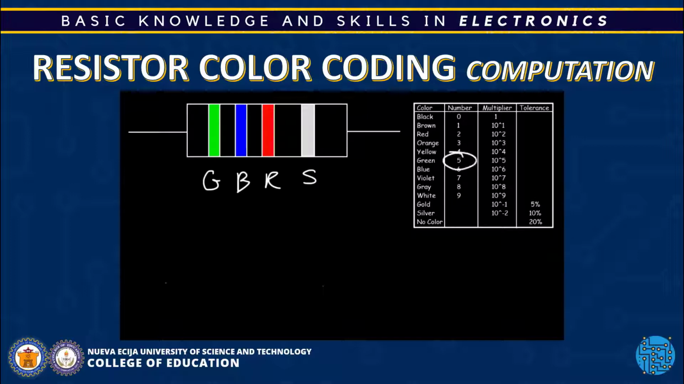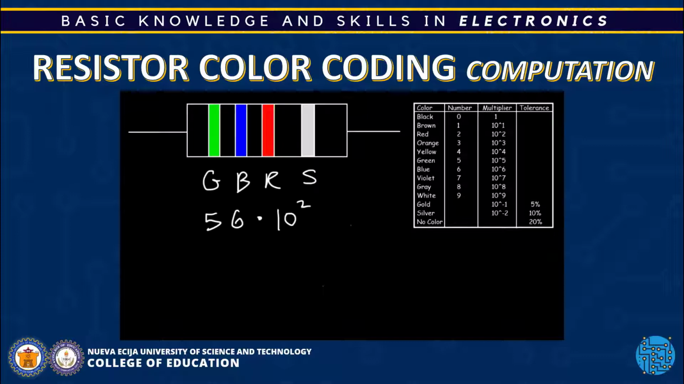Green has a number of 5. So the first digit is 5. Next we have blue, which is associated with 6. The second color is for the second digit. And then we're going to multiply. Now, the third color is for the multiplier. And since we have red, the multiplier for red is 10 squared. So we're going to multiply by 10 to the second power.